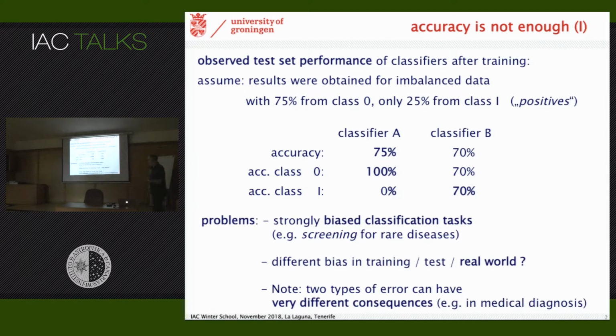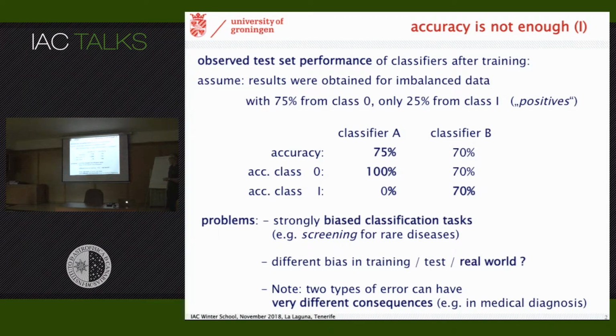Okay. The problem is that very often you have strongly biased classification tasks. So if you think of medical data, where you're looking for rare diseases, rare medical conditions, then of course we're very happy that this is a biased problem. Most people don't have a rare disease, and only a few have a rare disease, because otherwise it wouldn't be rare, right?